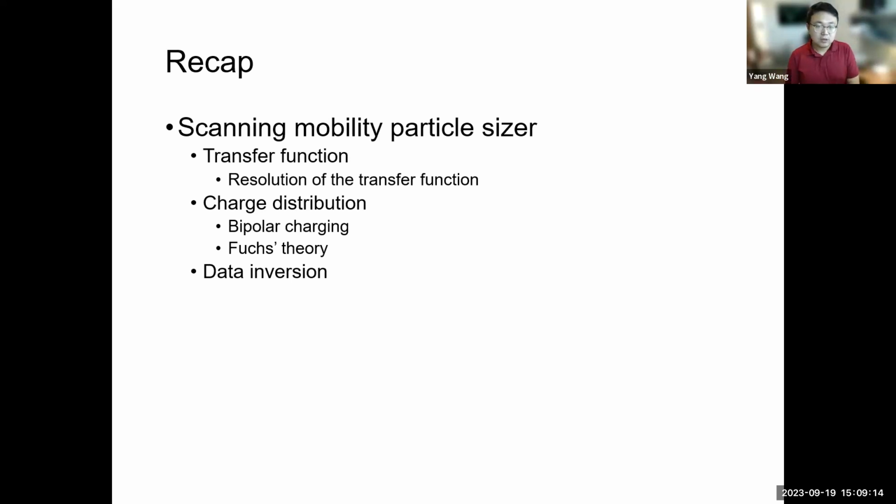size distribution. In these SMPS systems, we use the bipolar charger to charge the aerosols, and then we use the Fuchs theory to predict the charge distribution on the particles. And then we discussed the data inversion process, where we convert the measurement collected by the CPC to the original aerosol size distribution.